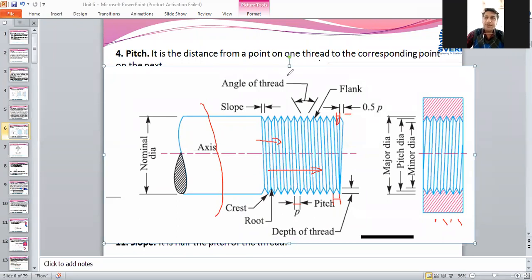The distance traveled, you want to say traveled, Shubham, traveled in one complete revolution, that you are going to call a lead. How much will it be? It will be 0.5. Am I right? Because it is inserted by 0.5 pitch.